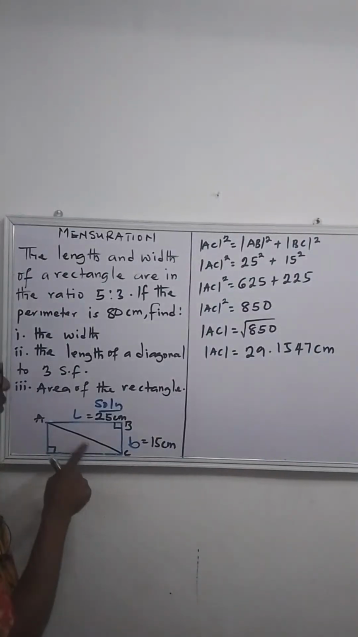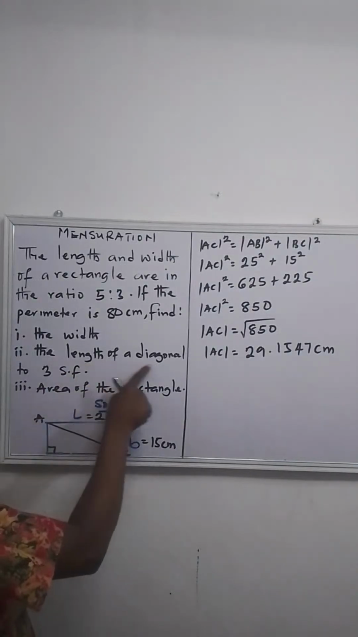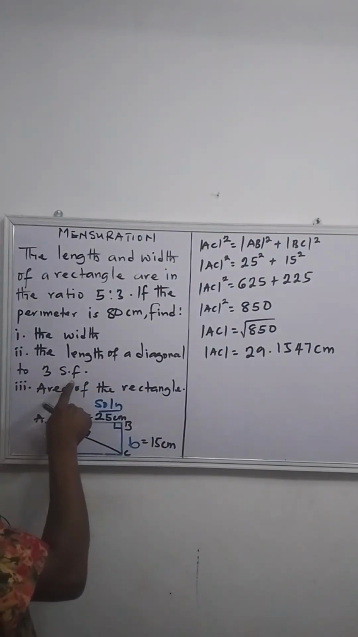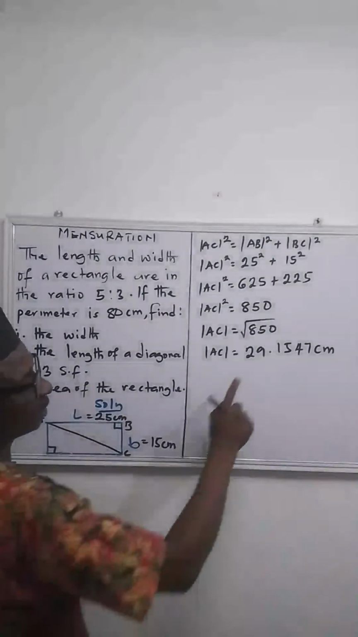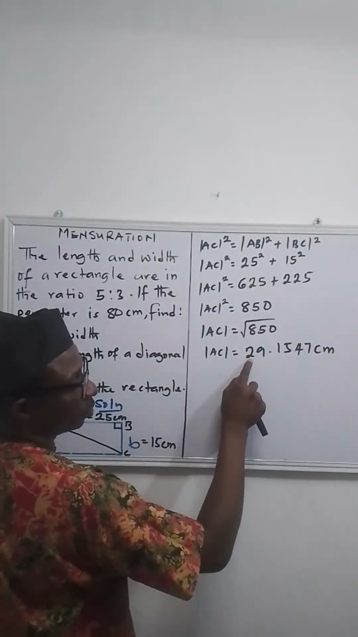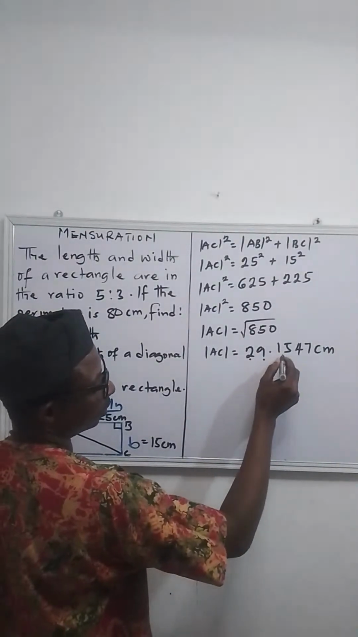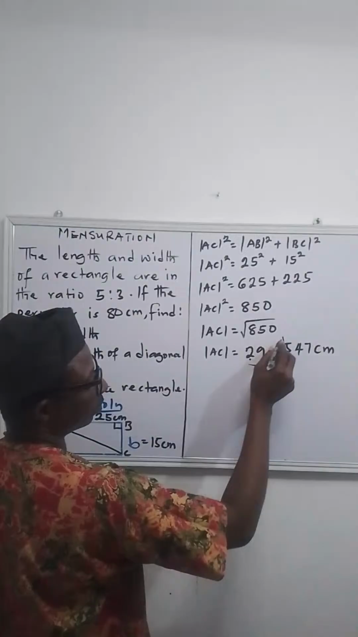AC is the diagonal. But look at what the question says: the length of the diagonal to three significant figures. So we have to correct this to three significant figures. Now, the first significant digit here is 2. So we just count 3 digits. You count 1, 2, 3. So this is what you are writing out.